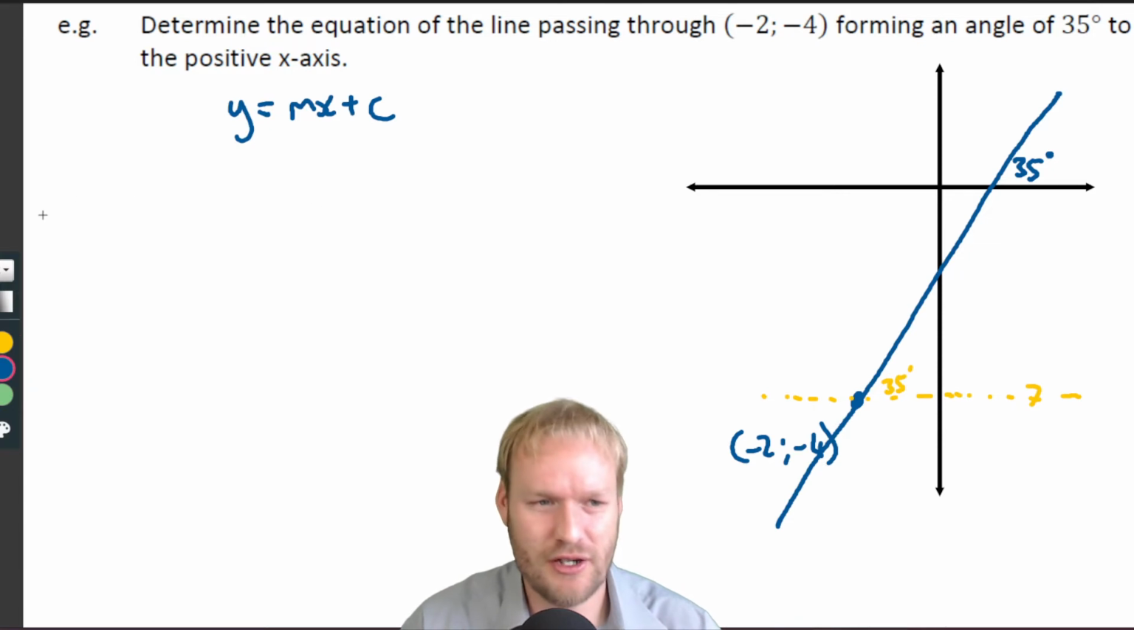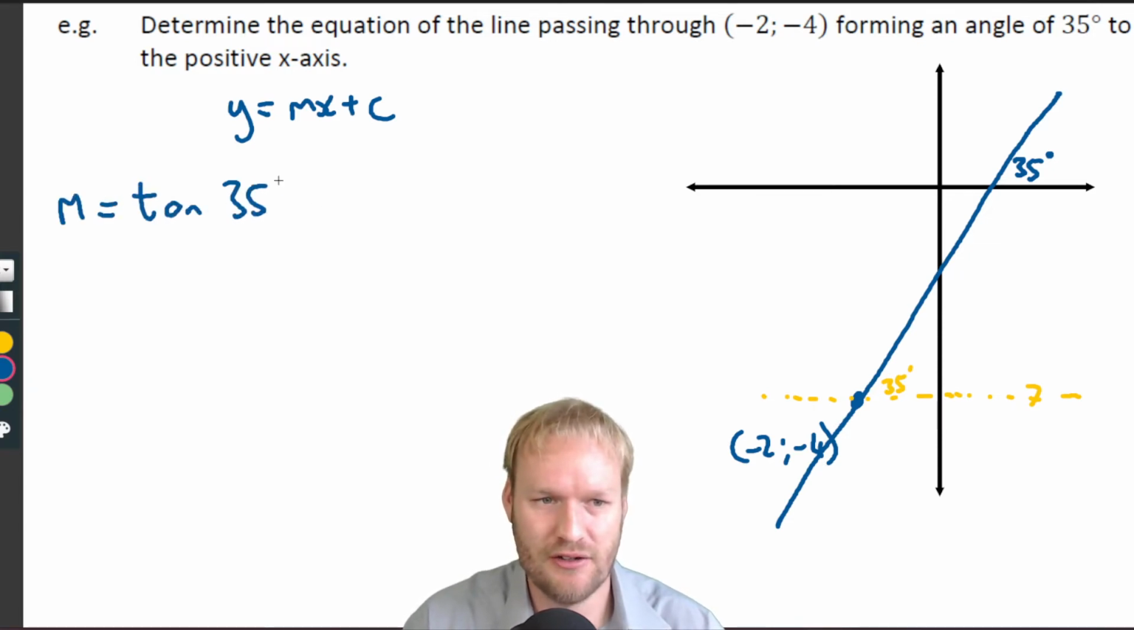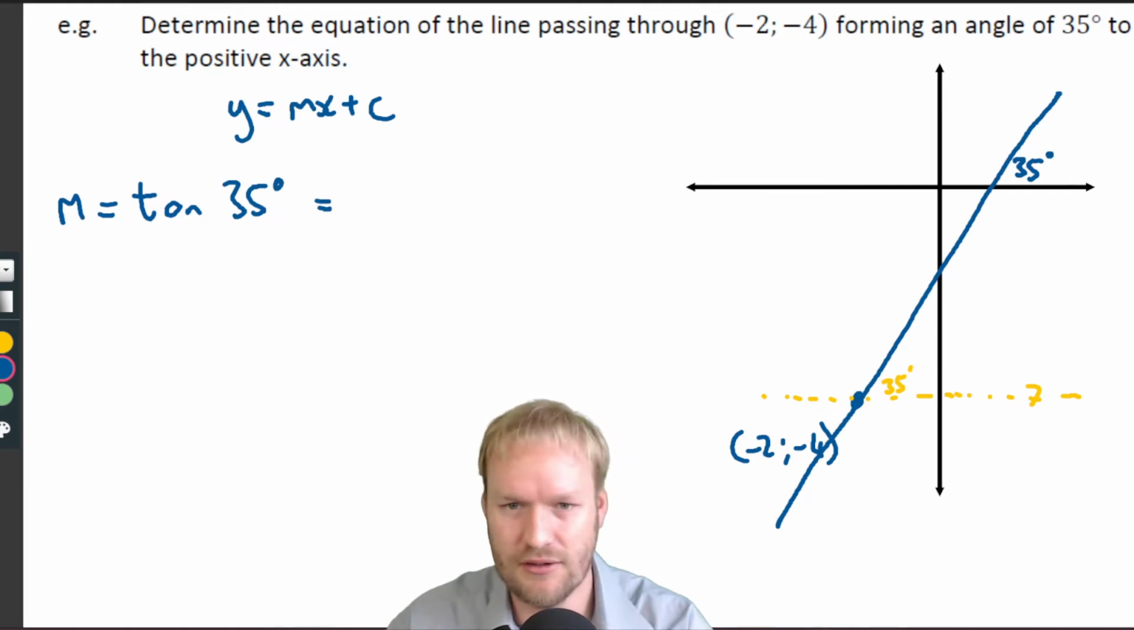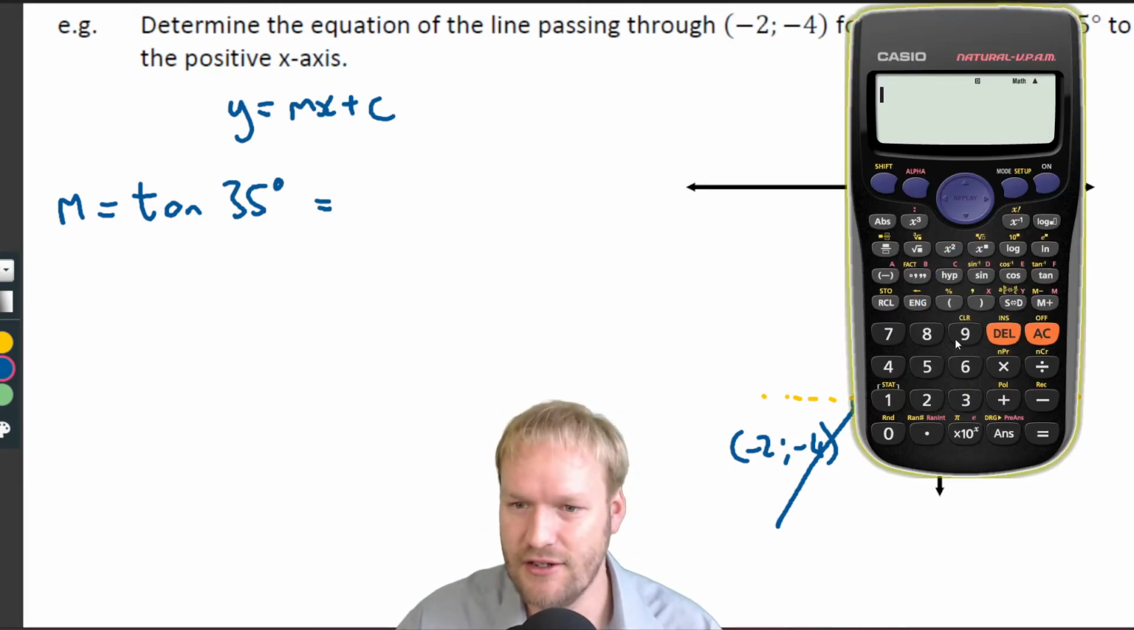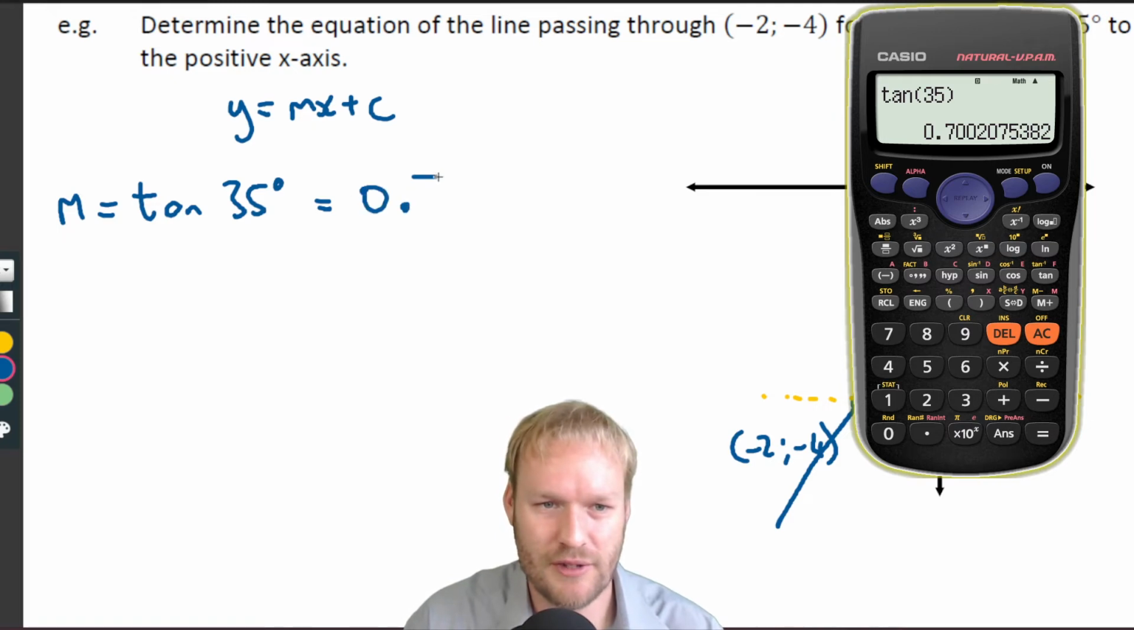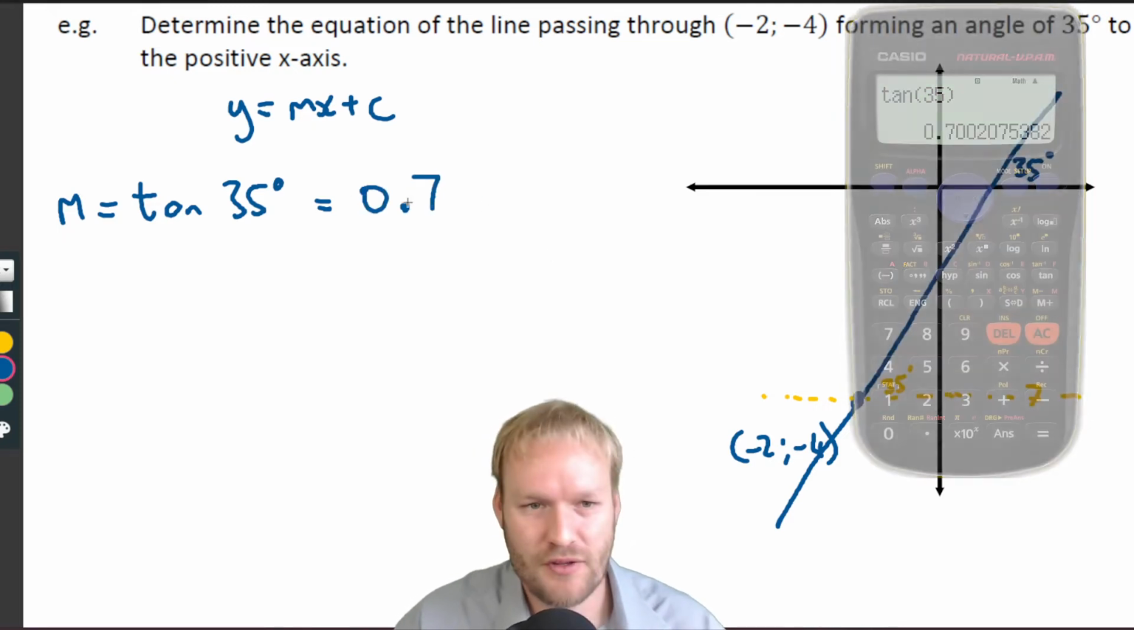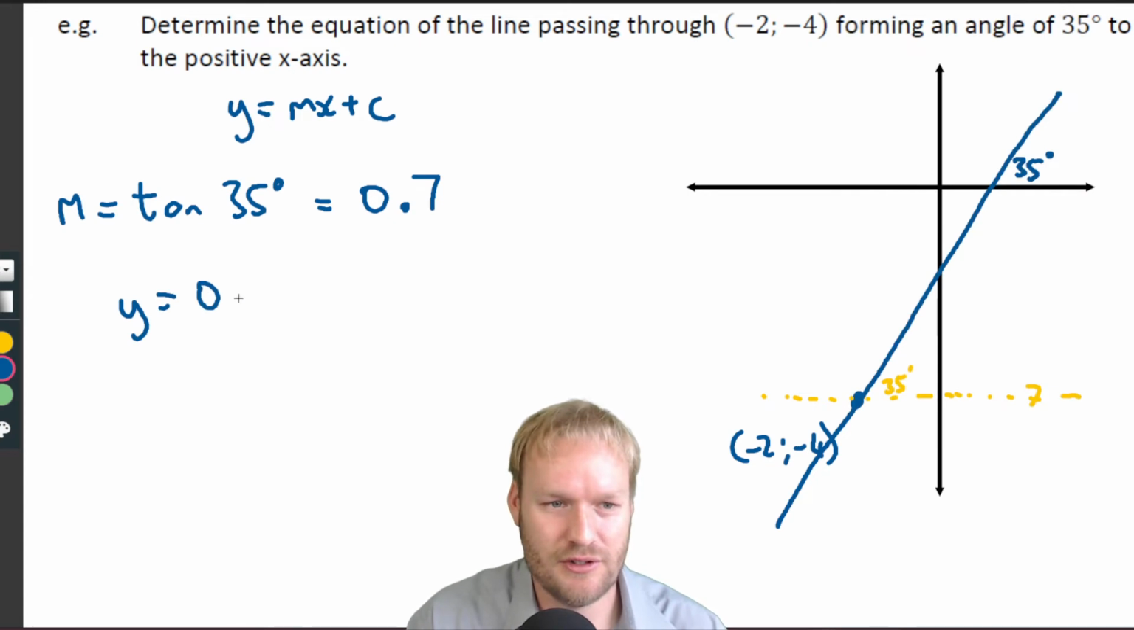Okay, so let's start with our gradient. Our gradient we know is equal to tan theta. Okay, well, that's easy enough. Calculator. Definitely need our calculator for this. 0,7 something something. Let's go to 1 decimal place. 0,7, give or take. Okay, so y equals 0,7x.